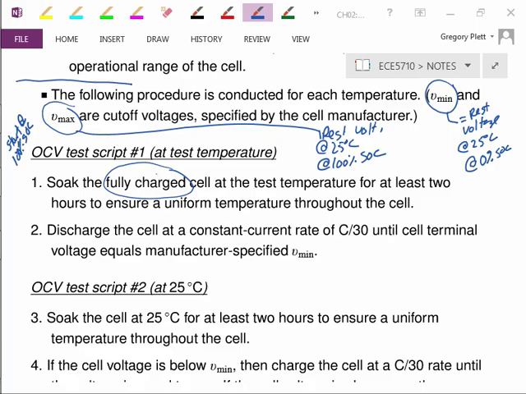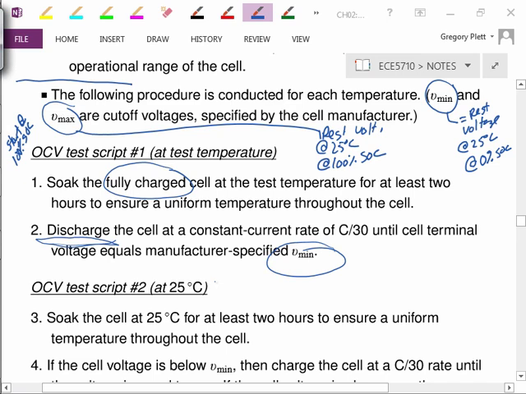After I am convinced that the cell is at the right temperature, I will discharge this cell at this constant current rate of C/30 until the cell terminal voltage equals the manufacturer specified Vmin. And that will be on the order of a 30-hour operation. Notice that if I am not doing script number 1 at 25 degrees, if I am doing some other temperature like 0 degrees, when I arrive at Vmin, I am not at 0% state of charge. I have, in fact, no idea what percent state of charge the cell is at right now.